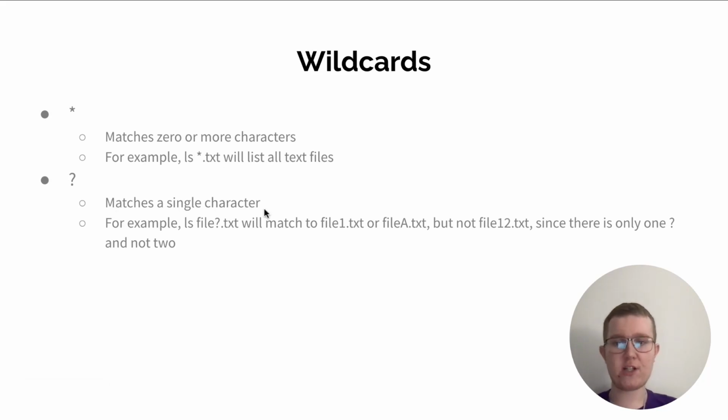For the question mark, this just matches a single character. So if I type in ls file?.txt, it's going to list all contents that have a single character after the word file. It would match file1 or fileA because there's exactly one character after file, and .txt remains the same. Everything else remains exactly the same except the question mark, which can vary. But if I were to type file12, notice that there are two characters between file and .txt, so this one would not match. Since there is only one question mark here and not two, if you wanted to match 12, you would need two question marks.